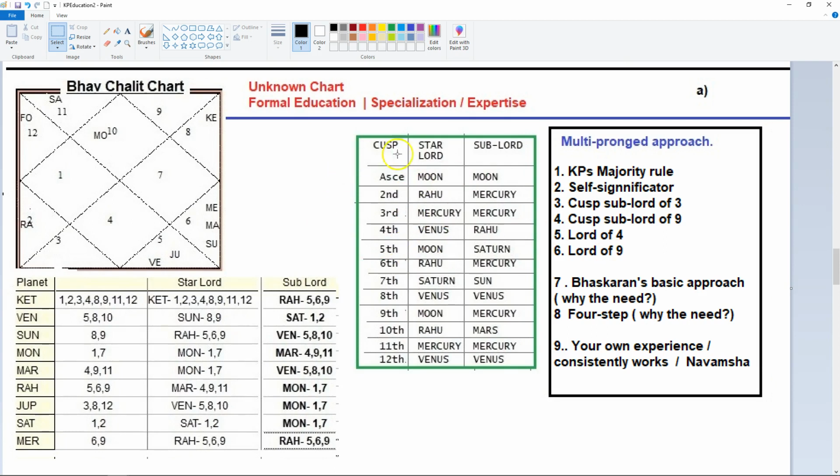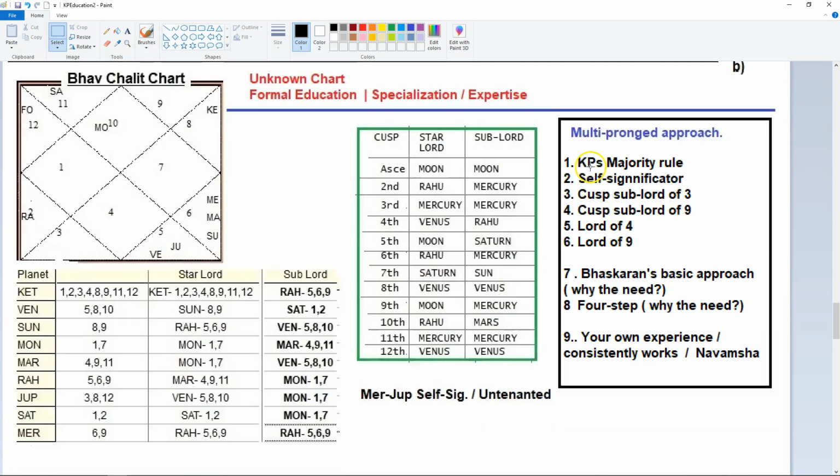Now let's look from the specialization or expertise point of view. So we look at point number 2. Point number 2 is what? A self-significator. What is a self-significator? Self-significator means when the star of a planet is untenanted, meaning no planet occupies that star, then it's called a self-significator. What is meant by this?